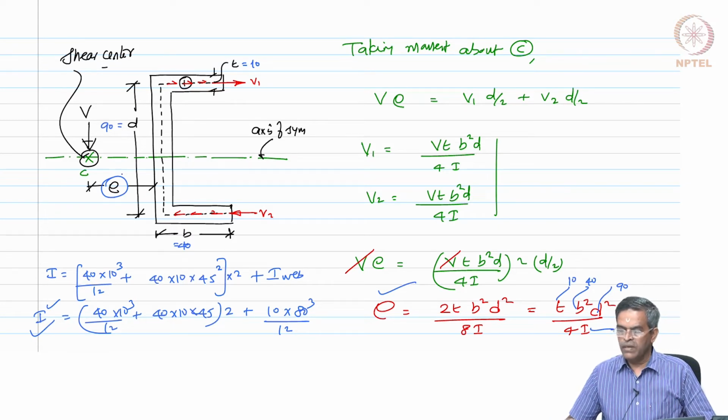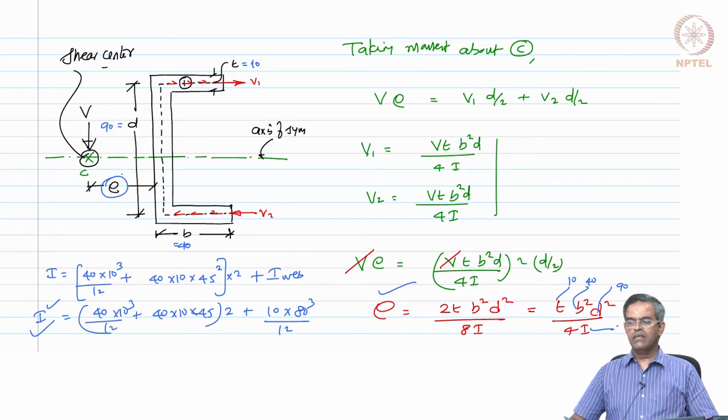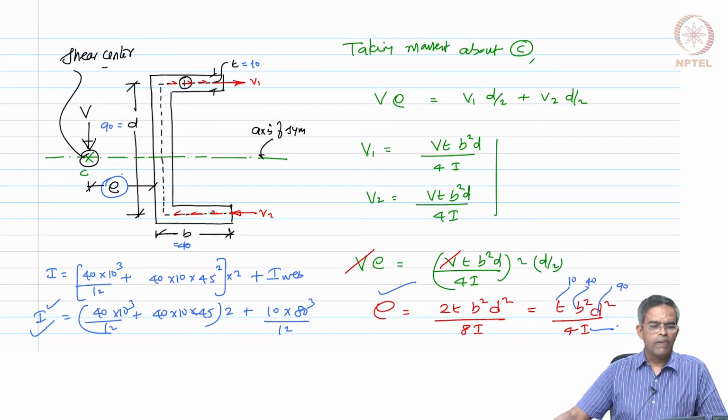So, friends, we have a very easy example. These examples were easy because they had at least one axis of symmetry. So, the shear center was located on that axis of symmetry. So, it is very simple that if you have a problem where the section has a symmetric axis, we can easily locate the shear center.